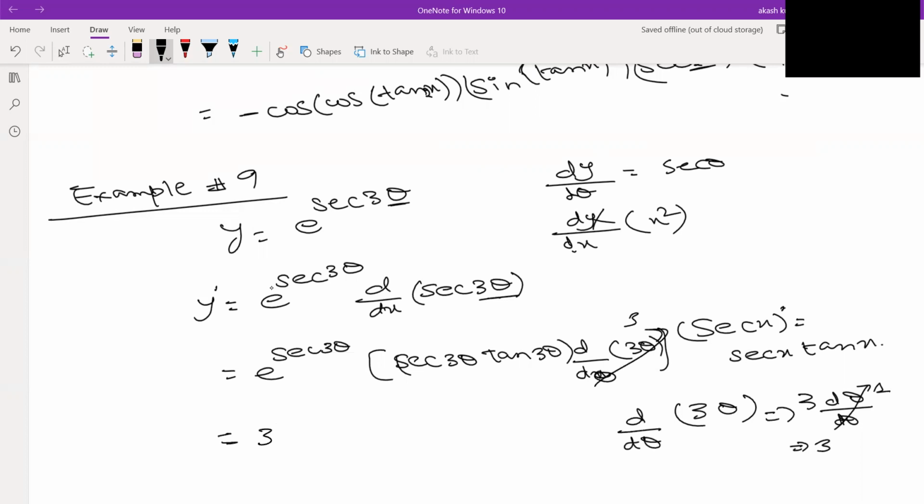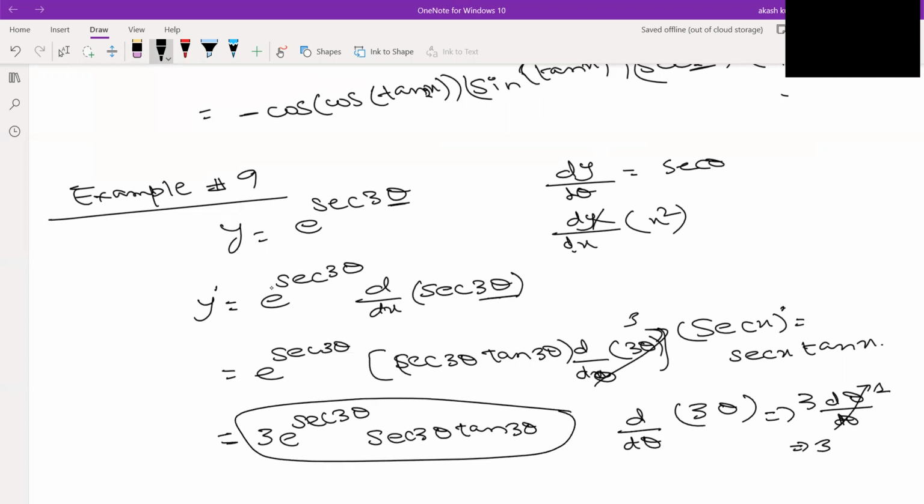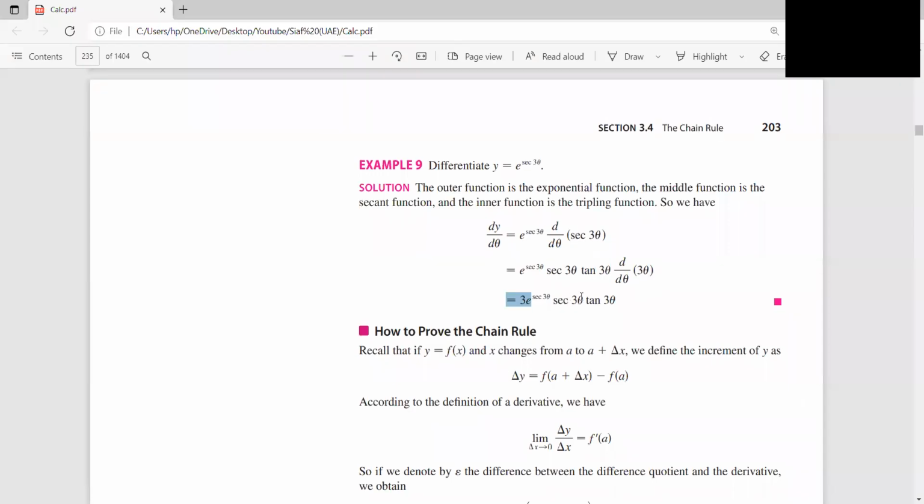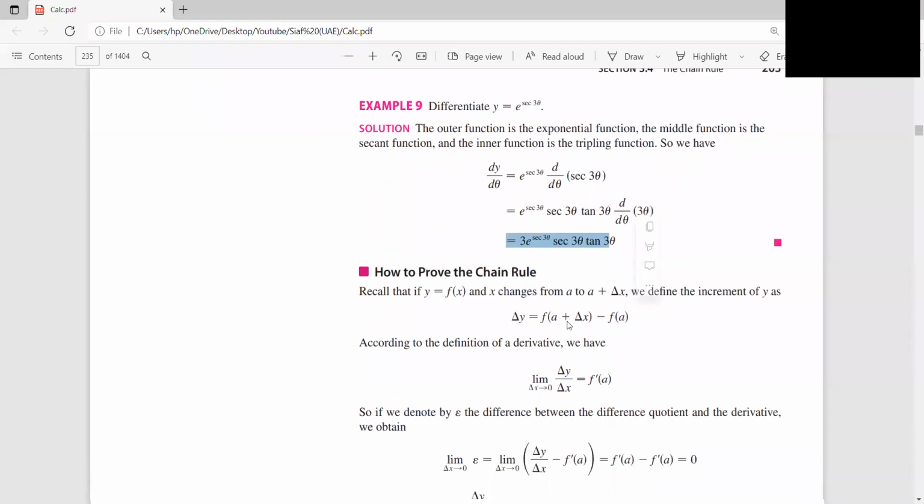So I'm taking 3 outside: 3 sec 3 theta multiplied with tan 3 theta. Is it clear? Yes. Let's check the answer. We have got the same thing.